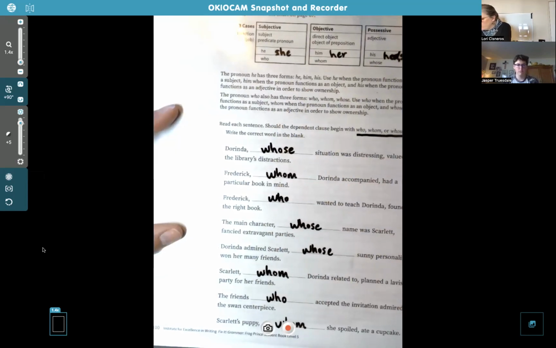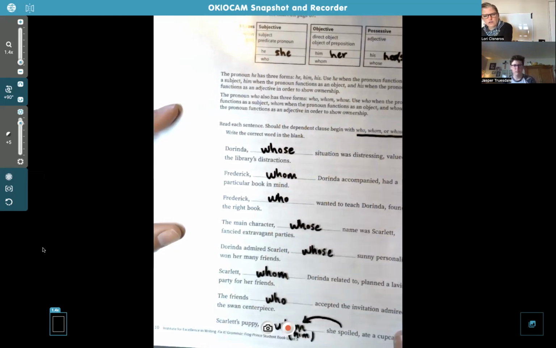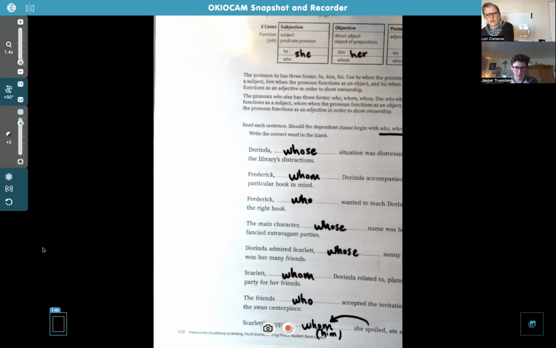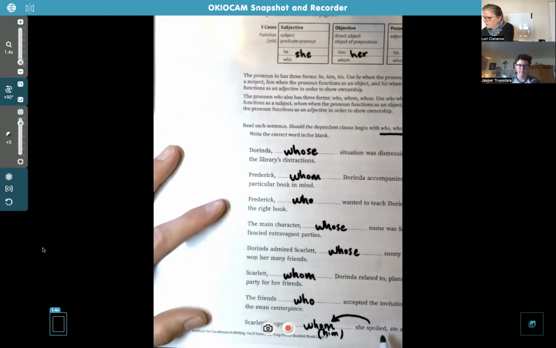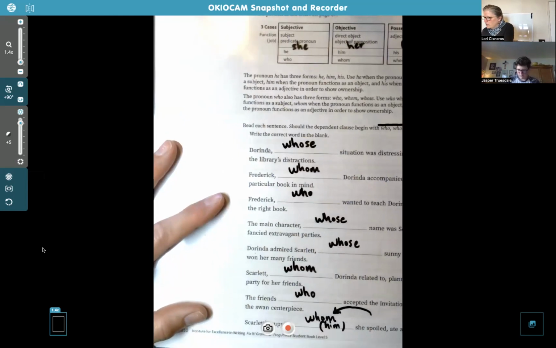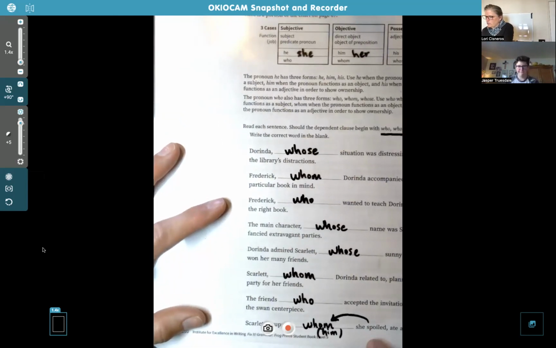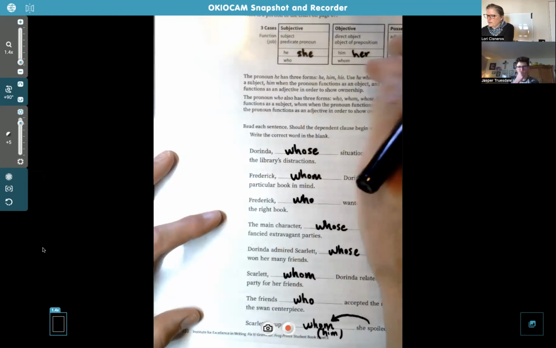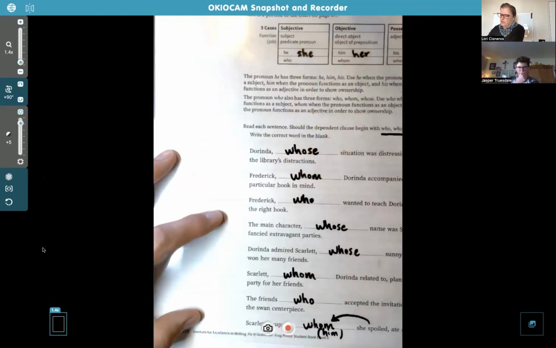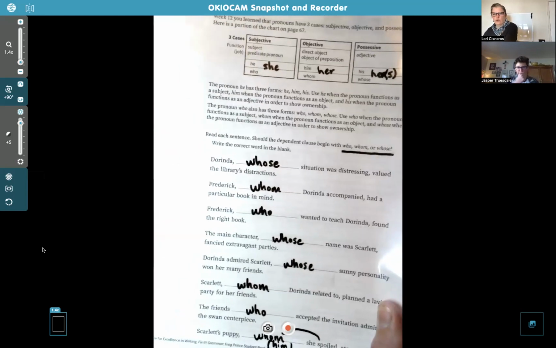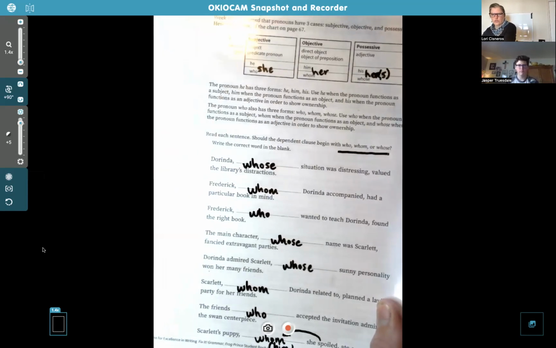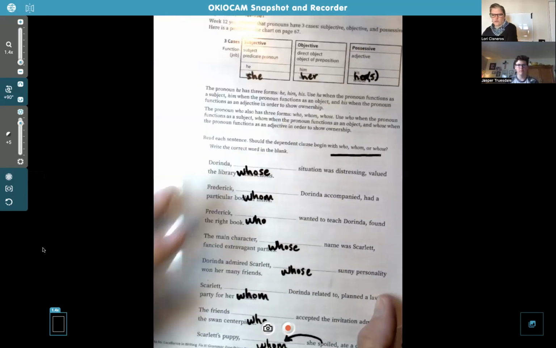So I'm just going to draw an arrow back to whom. So she spoiled, and we'll say the puppy's a him. You know, that's one way you can tell. Can you see that? Here, let's move that over a little bit. She spoiled him. That's another trick you can do to check this chart, see what pronoun you can replace a who or whom or whose with, and see if you can.